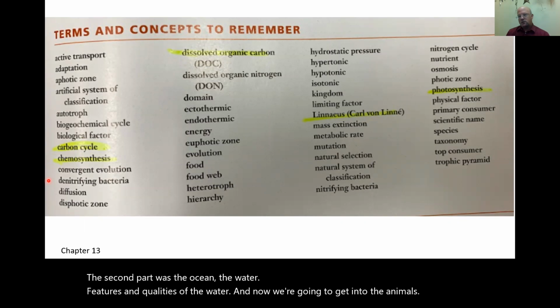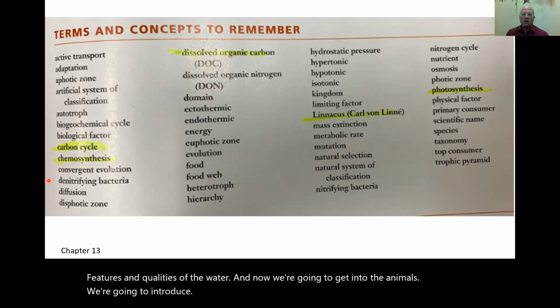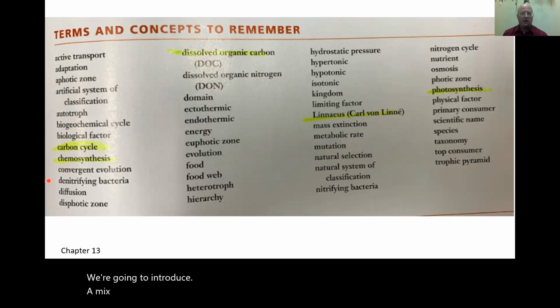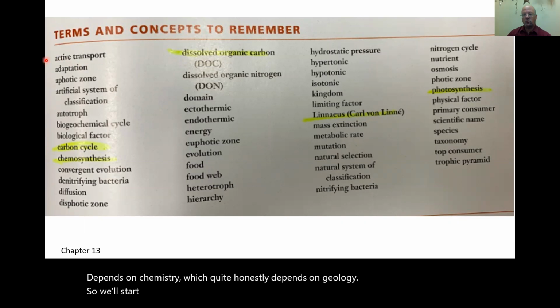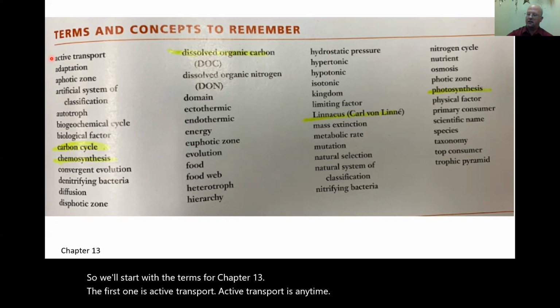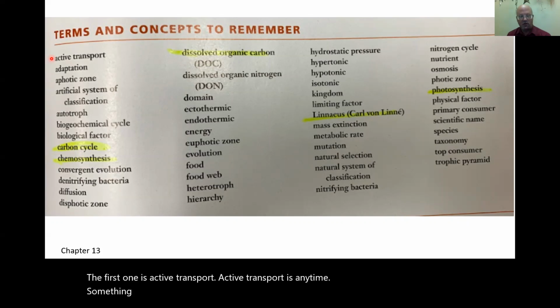We're going to introduce a mix of chemistry and biology because a lot of biology depends on chemistry, which quite honestly depends on geology. So we'll start with the terms for chapter 13. The first one is active transport. Active transport is any time something is moved, typically small molecules, that require energy.